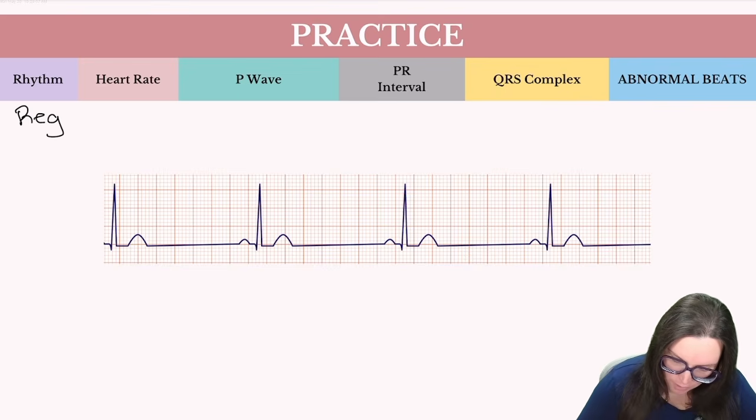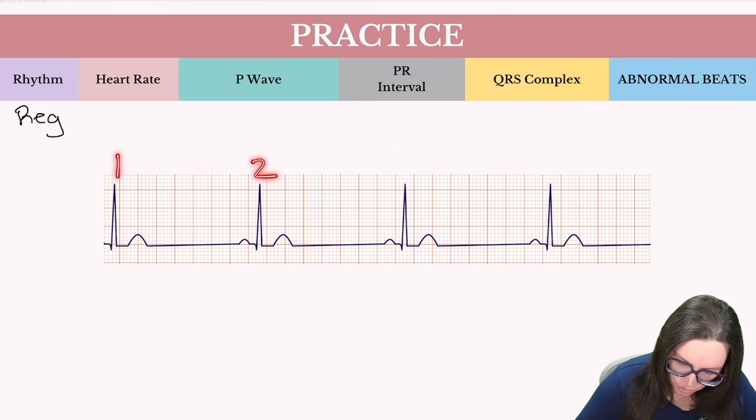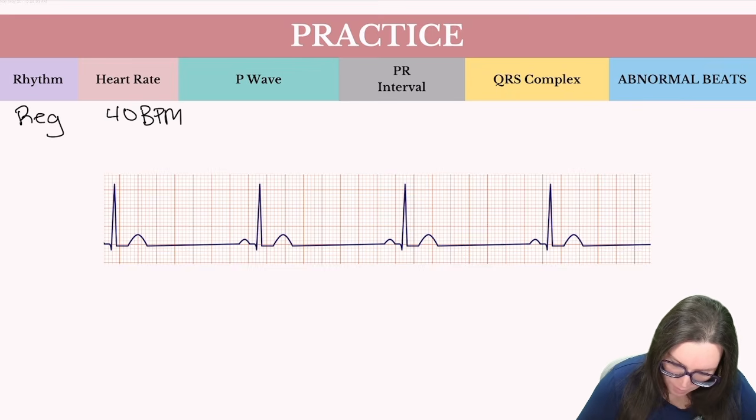Now we need to look at our heart rate. So if we count that, we got 1, 2, 3, 4. So our heart rate is approximately 40 beats per minute. Do we have a P wave before every QRS?